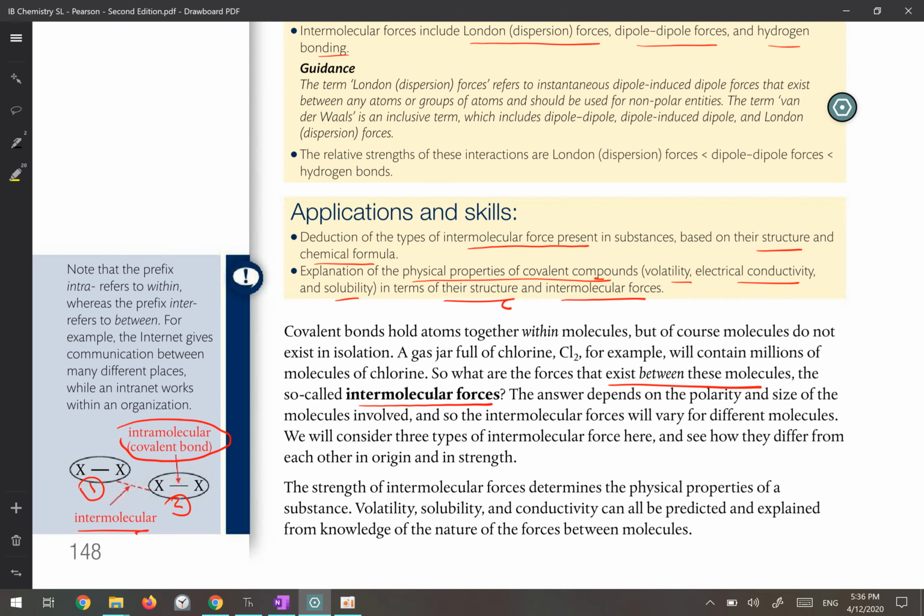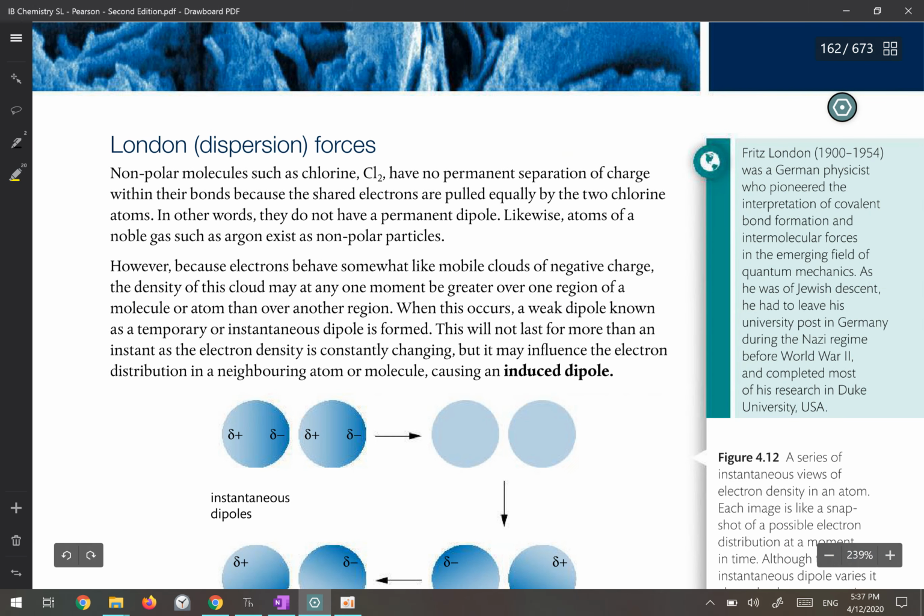The strength of these intermolecular forces determines the physical properties of the molecules. Like, for example, if they are volatile or not. Volatile means if they can easily go to the gas and vaporize or not. It also can explain the solubility of them, the conductivity, and the melting point. All of these properties depend on the intermolecular forces which are available between the molecules. Okay, so let's talk about these forces which are available between the molecules.